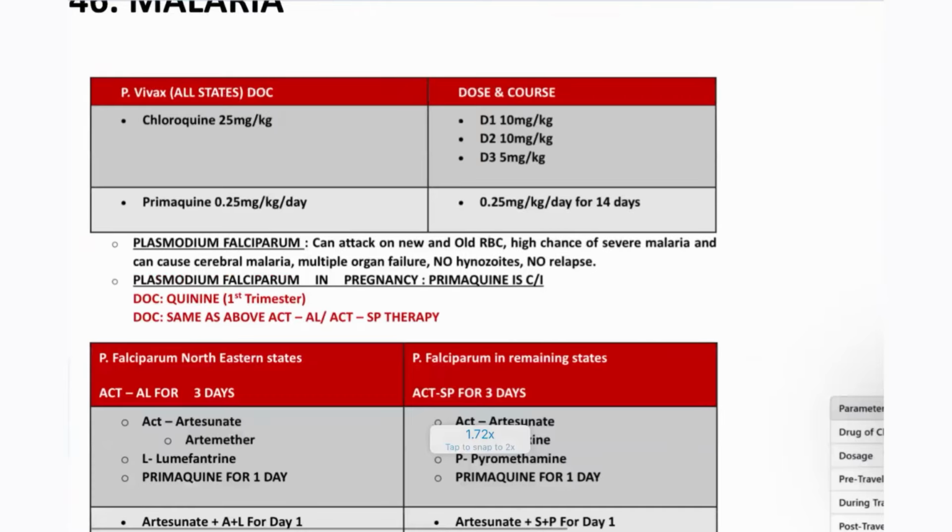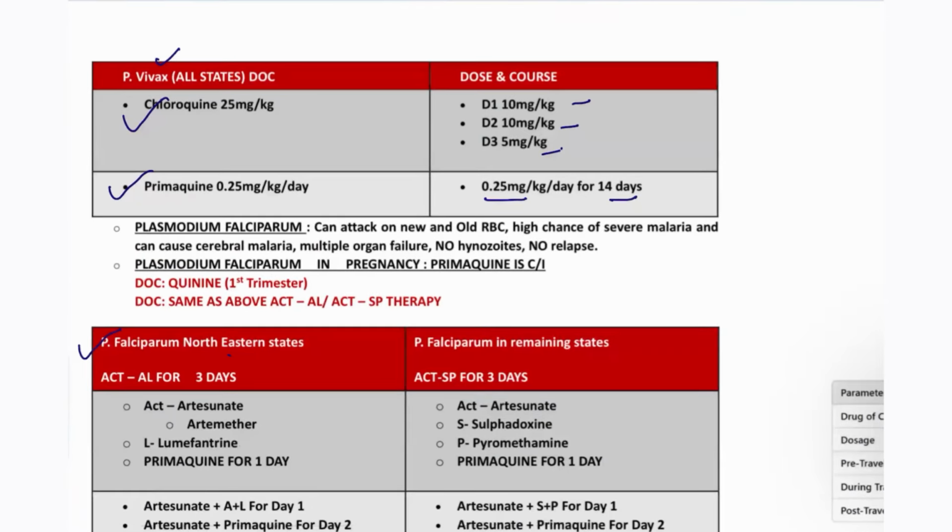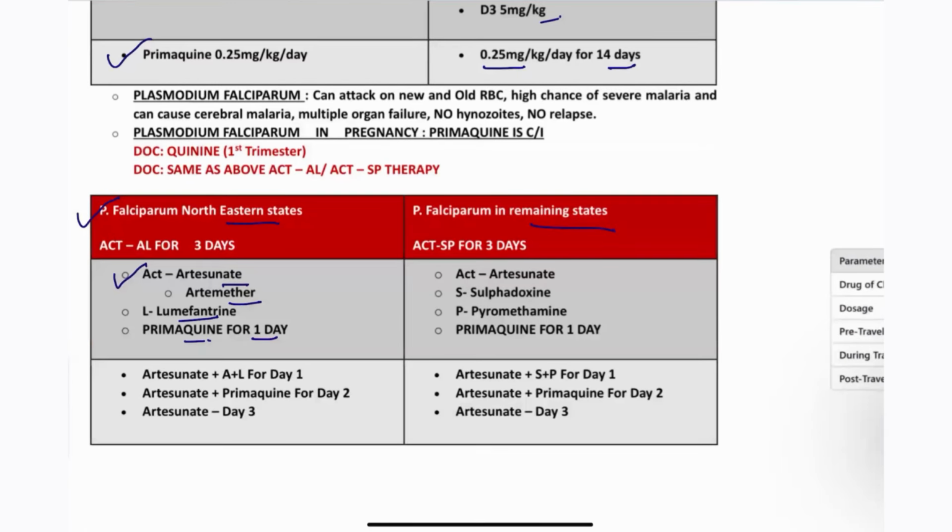Okay, so next, in falciparum, in the remaining states, how are we going to give? There the drugs are changed. Artesunate, sulfadoxine, and pyrimethamine. This is how you are going to give. Okay. Next, in the northeastern states, ACT therapy is given. In the remaining states, ACT SP therapy is given.